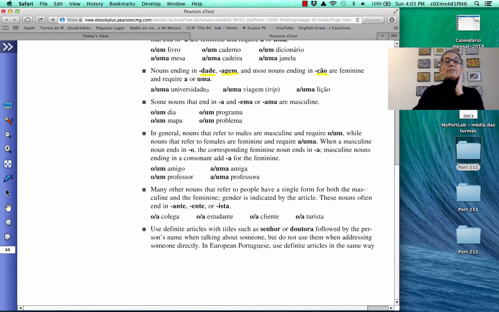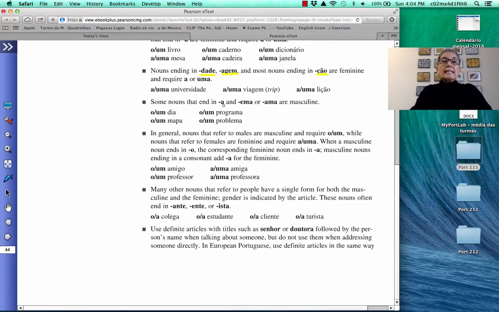Então, universidade. So there is no way for you to know, is universidade feminine or masculine? So look at the ending, dade, so it's feminine. A universidade, uma universidade. Viagem, that means trip. Então, a viagem, uma viagem. Lição, a lição ou uma lição, ending in são.